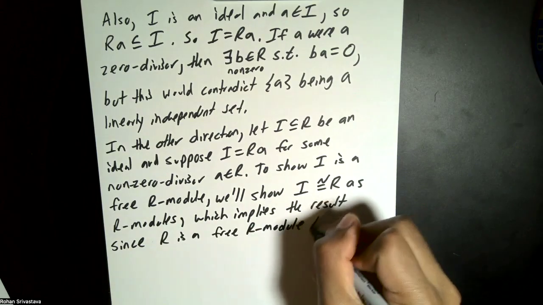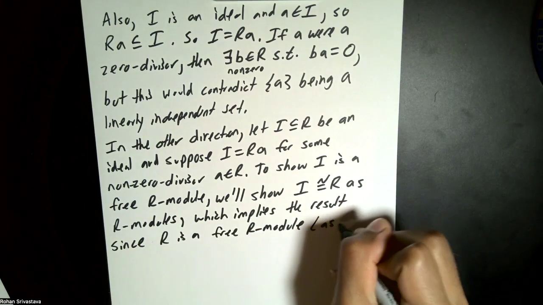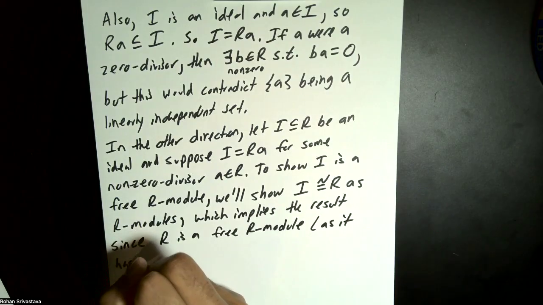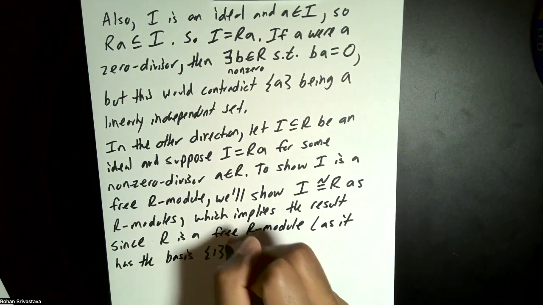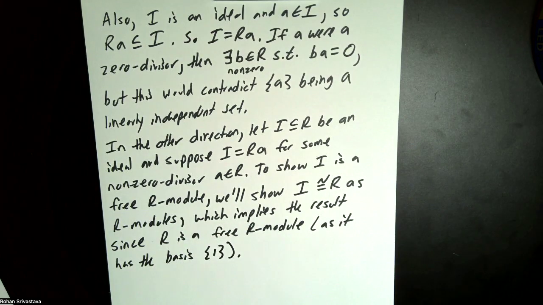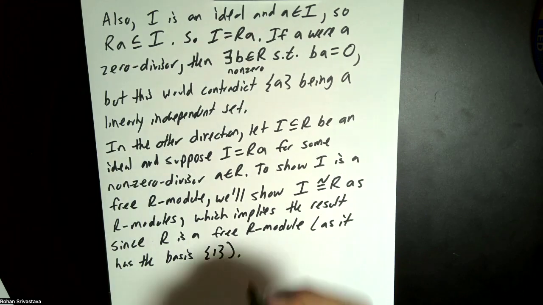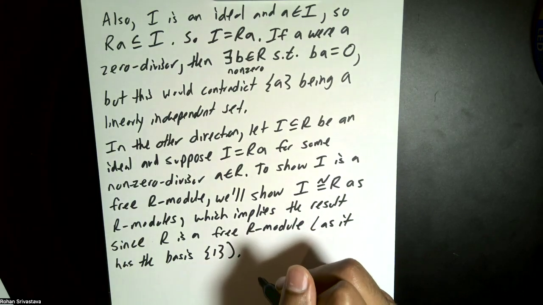R is a free R module, as it has the basis consisting of just the element one, right? Every element in R can be written uniquely as R times one for some R in R. So indeed, R is a free R module. So if we can show that I is isomorphic to R as R modules, then I will also have to be a free R module, which is what we want. So, okay, let's exhibit the R module isomorphism.